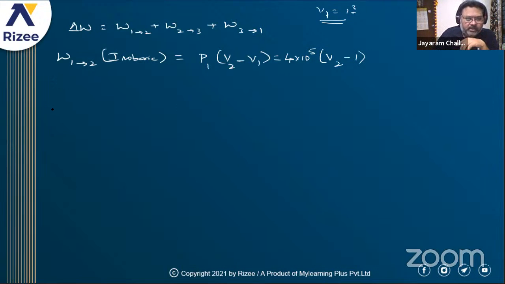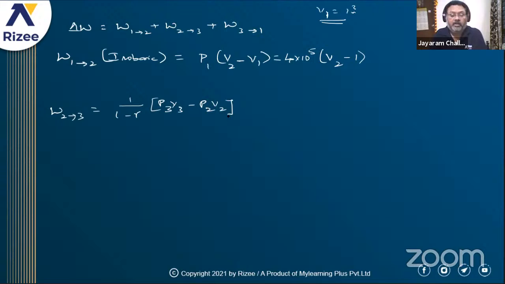Next one. So second case, work done under the 2 to 3. 2 to 3 is a polytropic process. Work done under the polytropic process is 1 by 1 minus gamma into pressure relations P3 V3, actually it should be T3 minus T2. So I'm going for the nRT, I'm writing in this particular format.